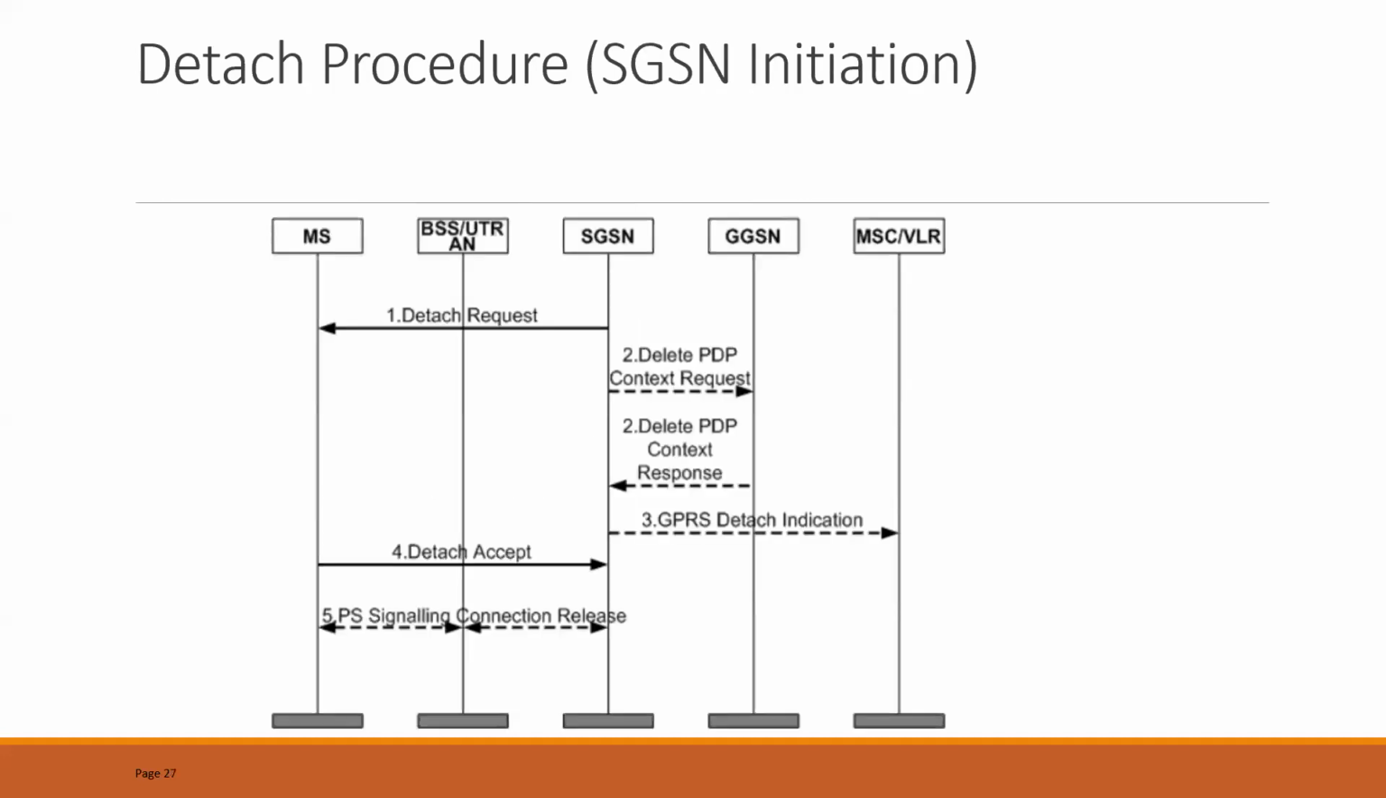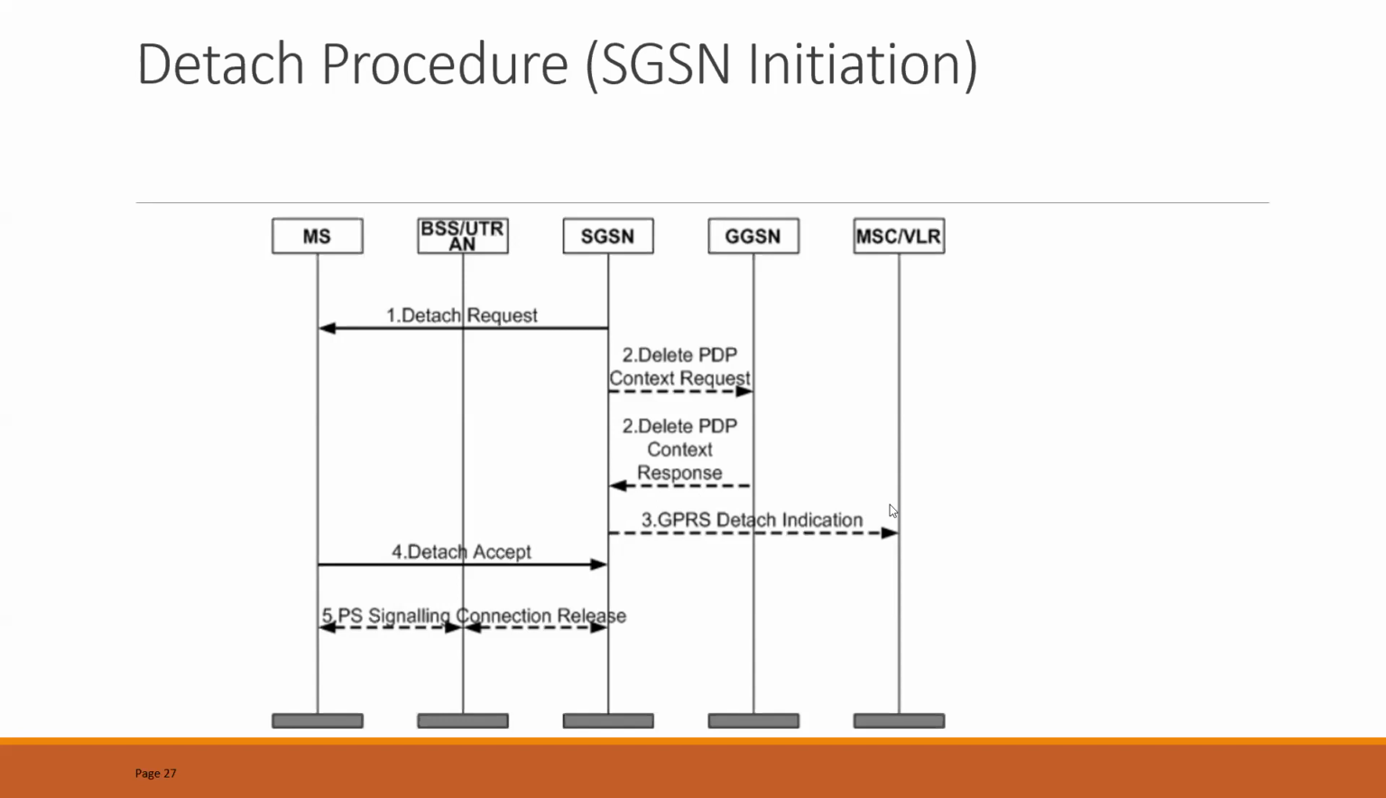The other is SGSN initiated detach. How is this done? If you are logged into the SGSN, you have the option of removing a user. You can delete a user or remove a user, you have a command for that, and when you execute that command, you initiate a detach request to the MSISDN saying that I am detaching you. Based on that, if you have any context created, it will initiate a delete PDP context with the GGSN as well. The GGSN will remove the context information and respond back.